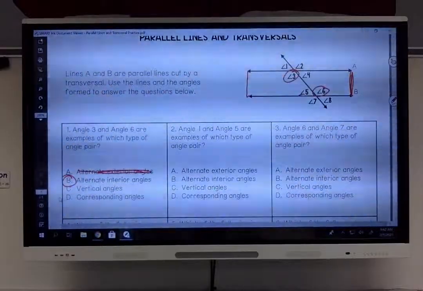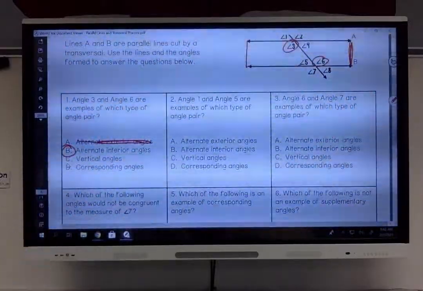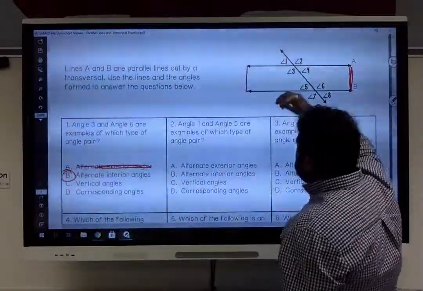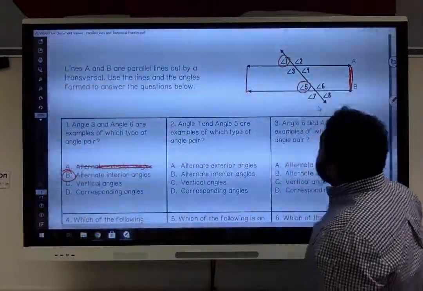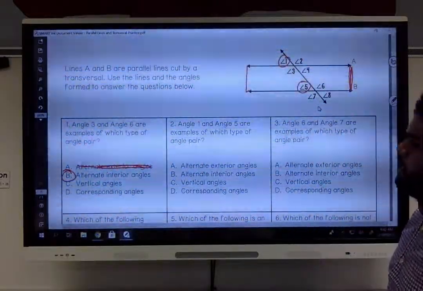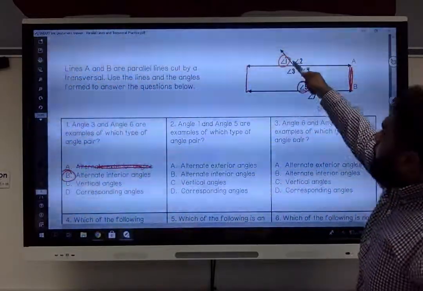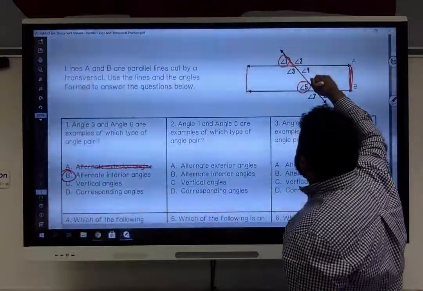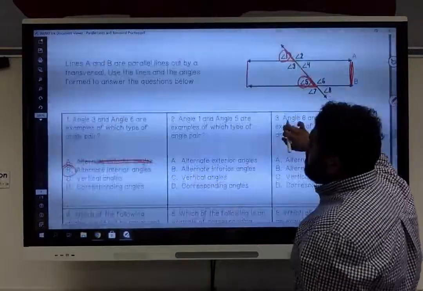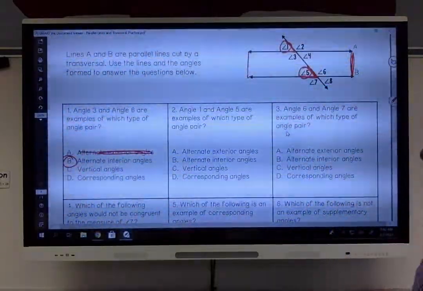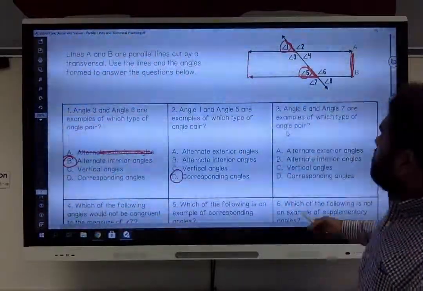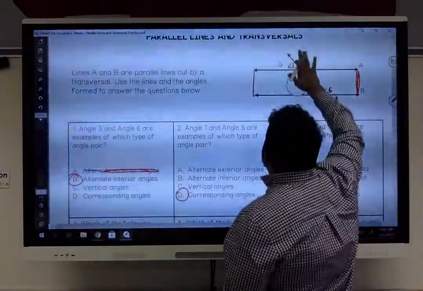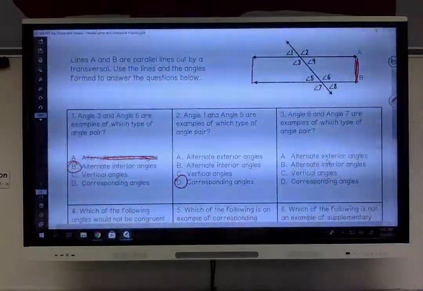Okay. So angle 1 and angle 5 are examples of which type of angle pair. Now, let's see. So we're looking at angle 1 and angle 5. If I were to go back to the last video, I would see that they are in matching corners, because they create the same exact angle. Look, these are the same angle. So since they're matching corners, that means they are going to be corresponding angles.